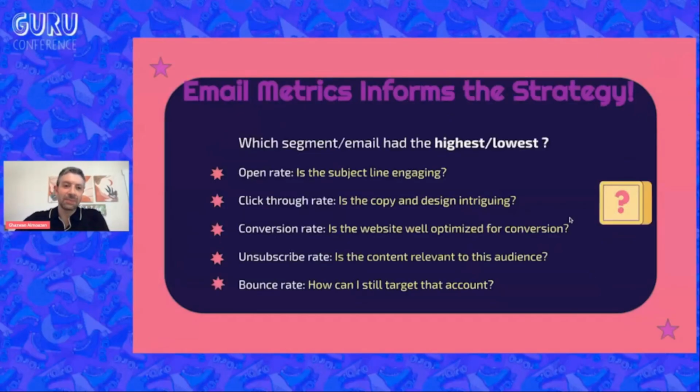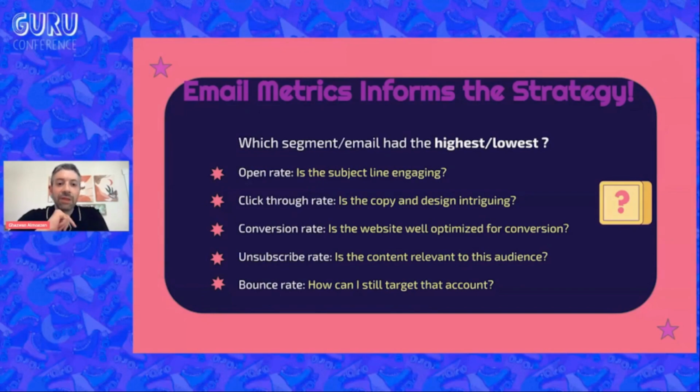Metrics. It's all about creating the right metrics and collecting the right information. Which segment or email had the highest or lowest open rate, click-through rate, conversions, unsubscribes, bounce rate? What can I learn from those metrics? If the open rate is high, that means the subject line was engaging enough, great. So I can work around those lines for the next email and the next subject line.